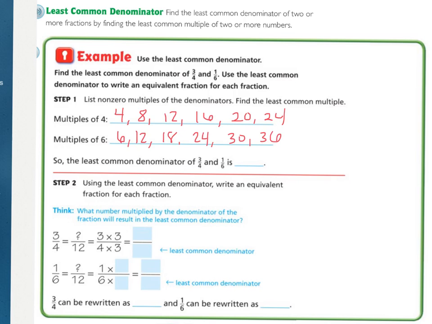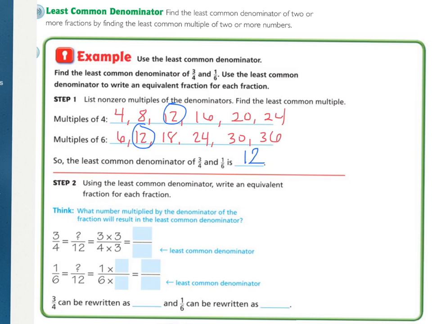Now that you have your list, you can look and see which ones they have in common. So I can tell that 4 and 6 have 12 in common and 24. But in this case, I don't want to worry about both of them. I want the least. Which one is the least? That would be 12. And so the least common denominator for 3/4 and 1/6 is going to be 12.